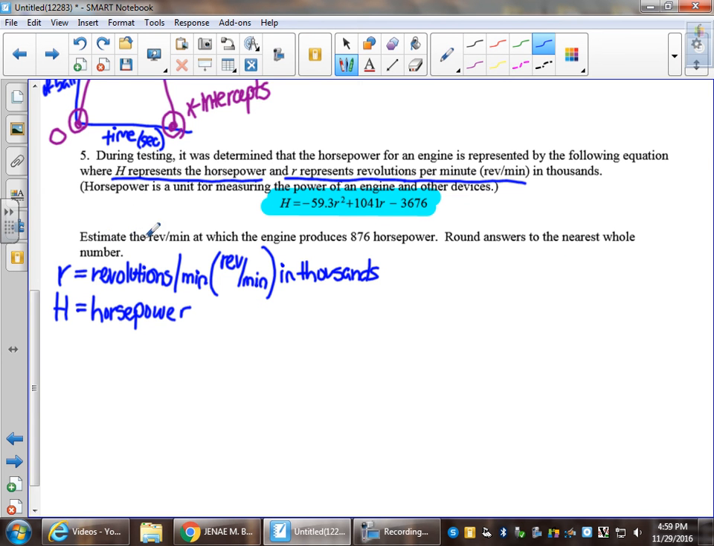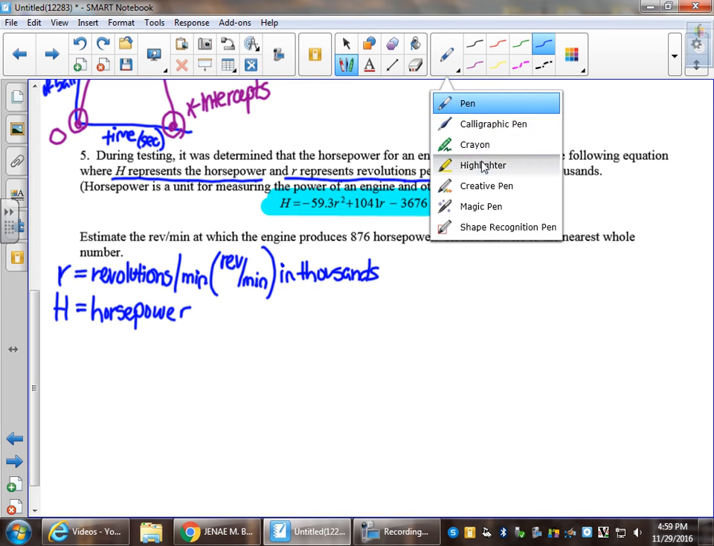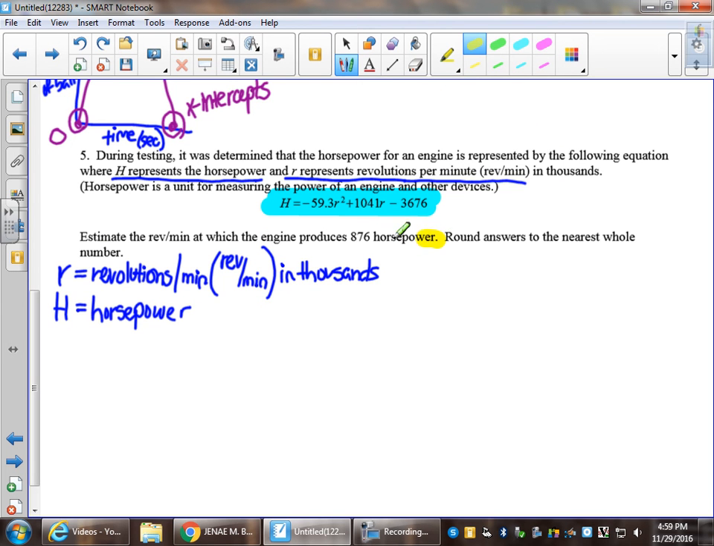The question says, estimate the rev per minute, revolutions per minute, at which the engine produces, and here's my given piece of information, 876 horsepower. Round answers to the nearest whole number. This is a value for which variable? Is it a value for H or a value for R? It's horsepower. It's a value for H.